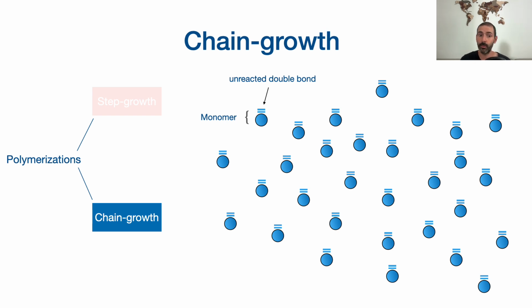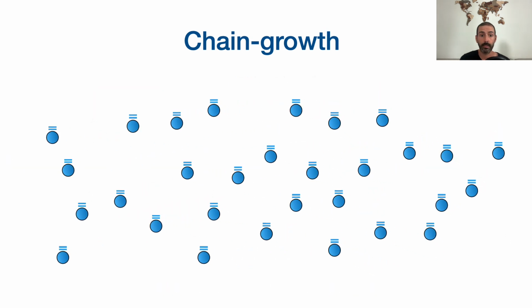This is already a very big difference with respect to step growth. There, the reaction could start directly with the monomers, but not here. Okay? So without active species, nothing happens. So let's make something happen.